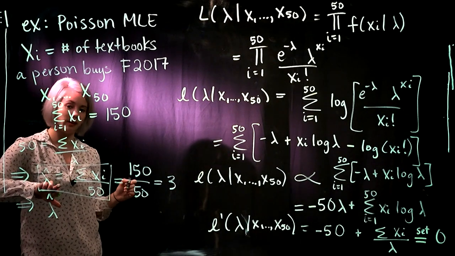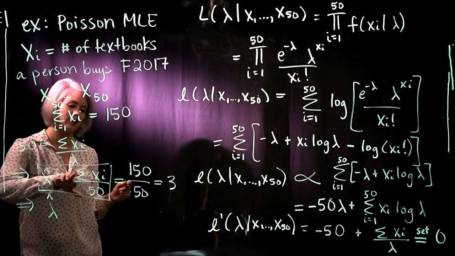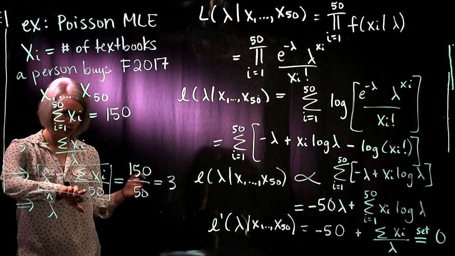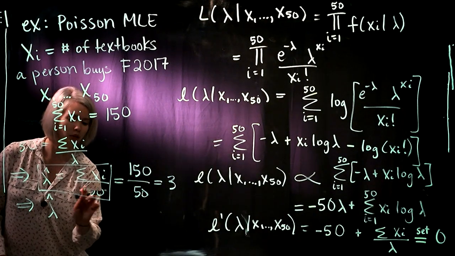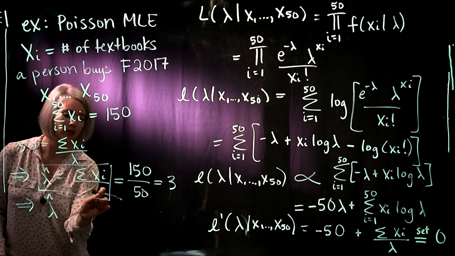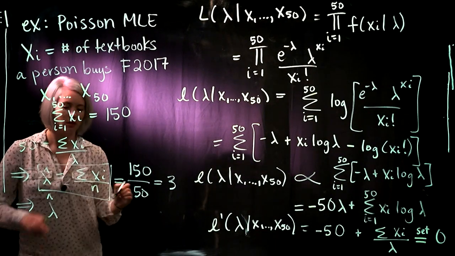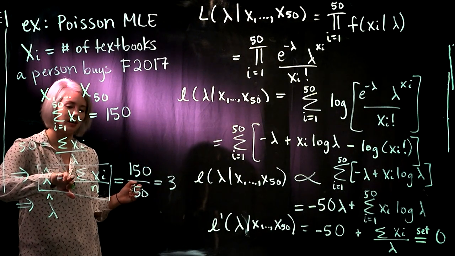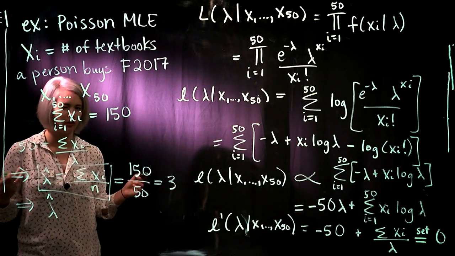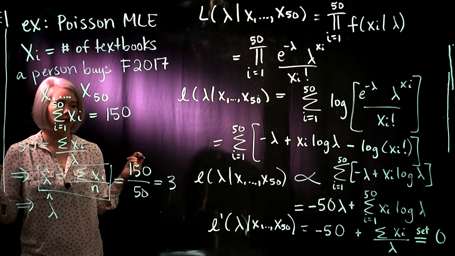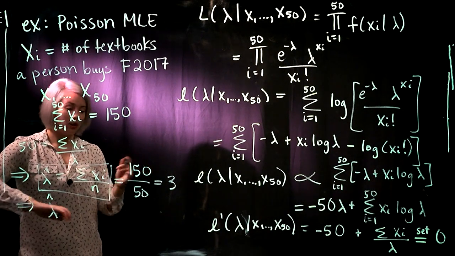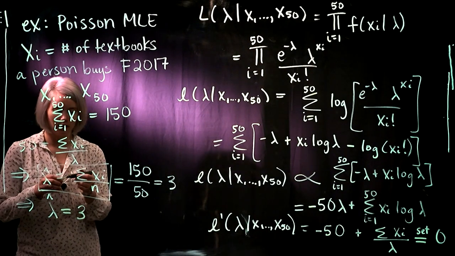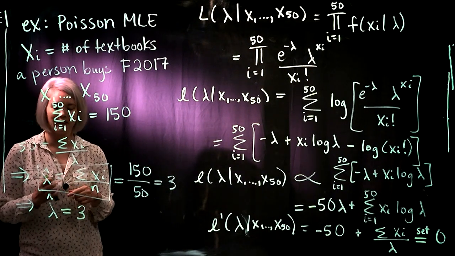So our maximum likelihood estimator is sum of the xi's divided by our sample size, which in our case was 50. So if we want to write this super generally for any Poisson thing, the maximum likelihood estimator of lambda is sum of the xi's divided by the sample size. So in other words, that's just our sample mean. In our case, we plug in these numbers, we get lambda hat equals 3. That's our maximum likelihood estimate.